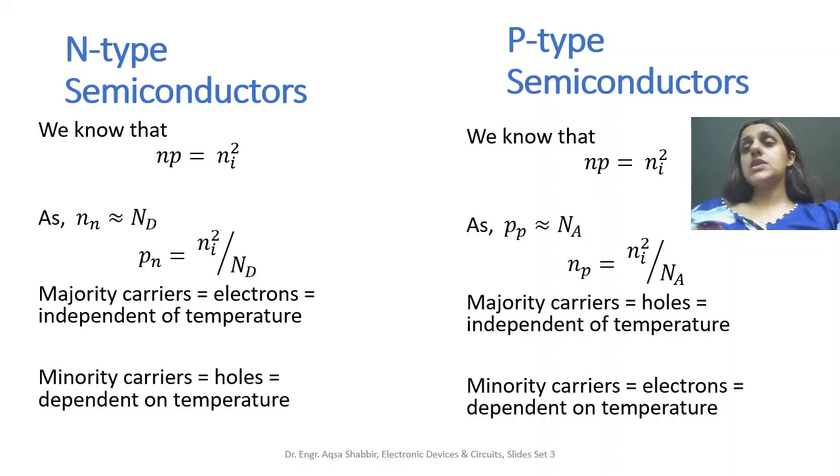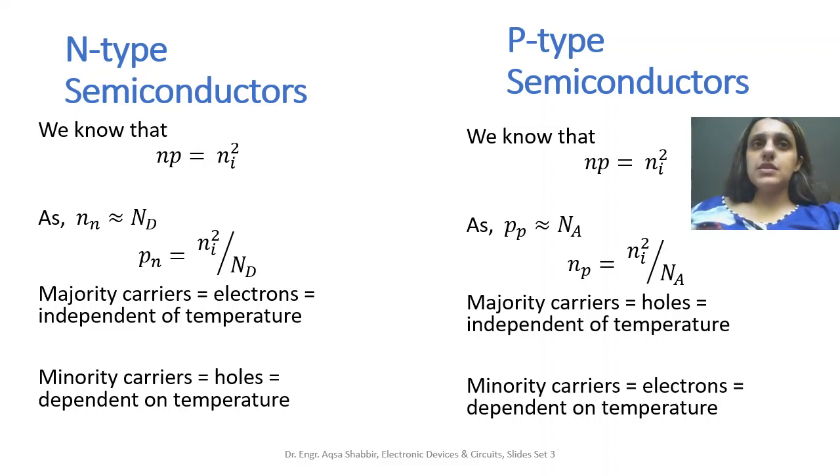Holes are the ones which are still being generated as a process of ionization. So the density of holes in an n-type semiconductor, p_n, is equal to n_i squared divided by N_d.